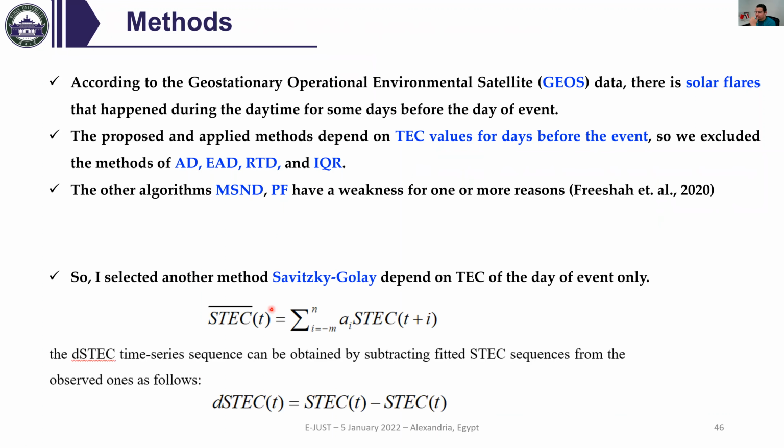The method we use in this is the Savitzky-Golay filter. It's a simple method. Here we can see that we just fit the value, or model the value, and subtract it from the real value for a specific time. Then we can see whether there is some ionospheric variation or not.